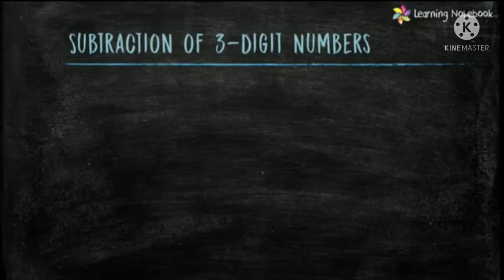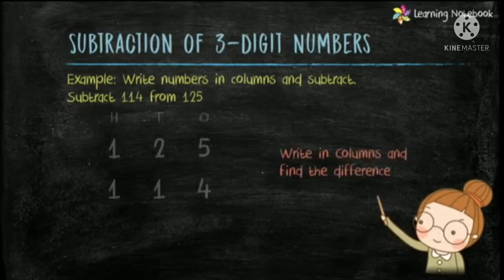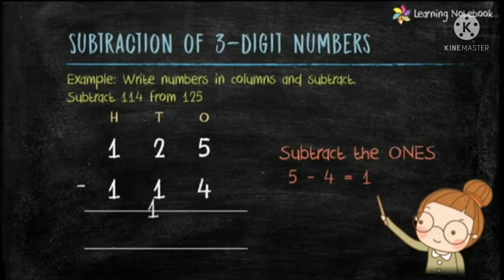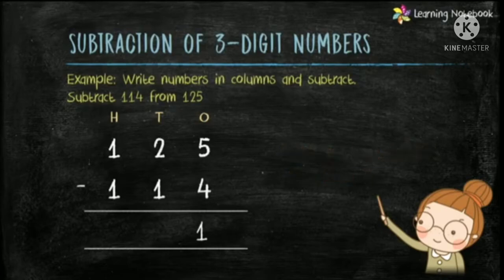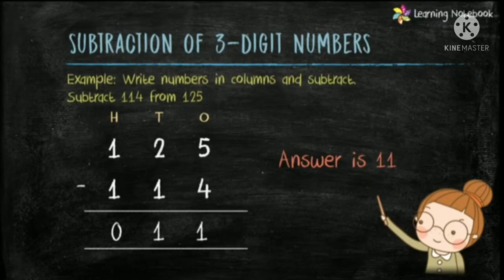Let's learn subtraction of 3-digit numbers. Example is to subtract 114 from 125. First, arrange the numbers in column form. Now, subtract the digits at ones place. 5 minus 4 equals 1. Digits at tens place. 2 minus 1 equals 1. And digit at hundreds place. 1 minus 1 equals 0. So, our answer is 11.